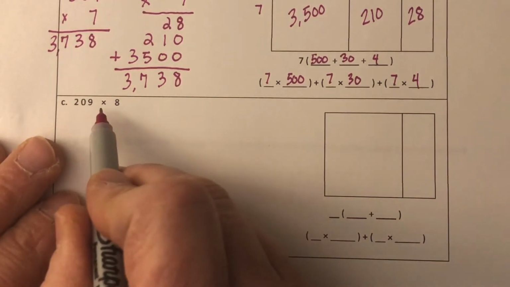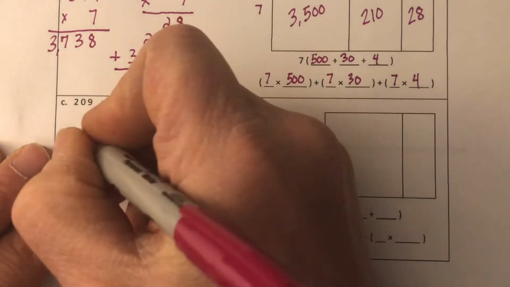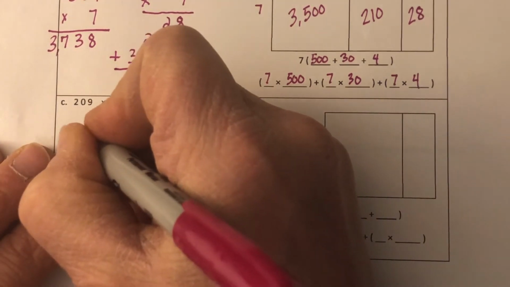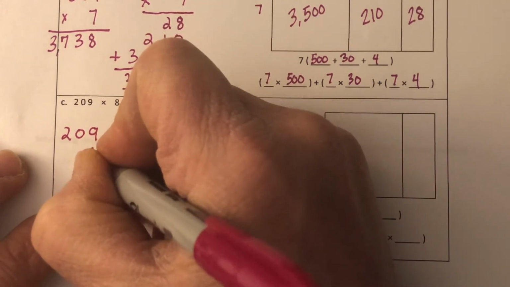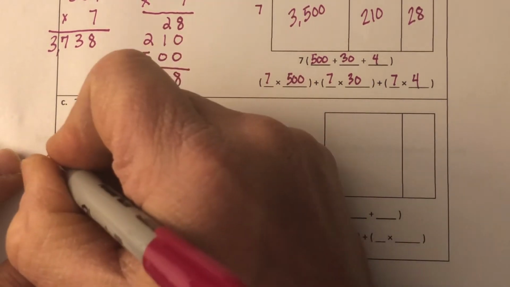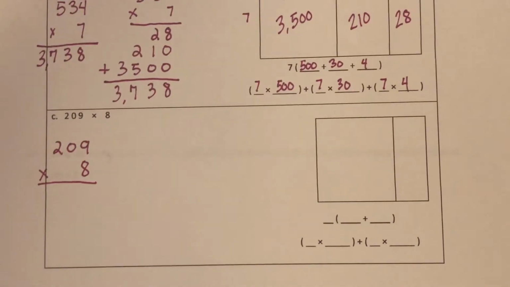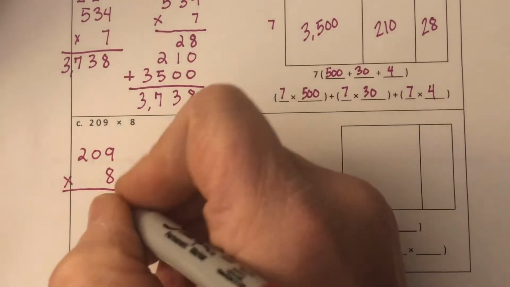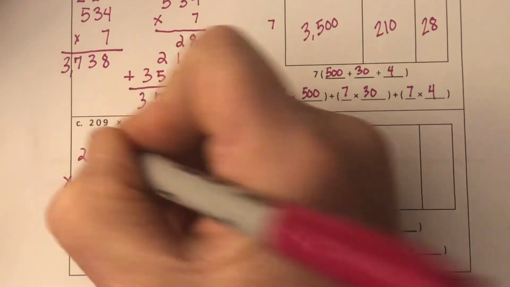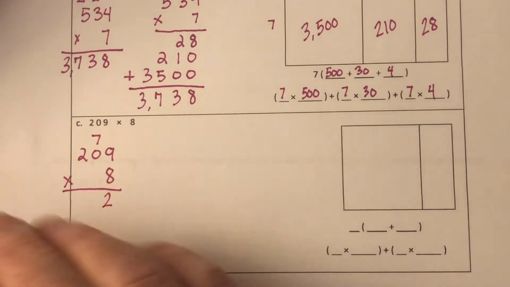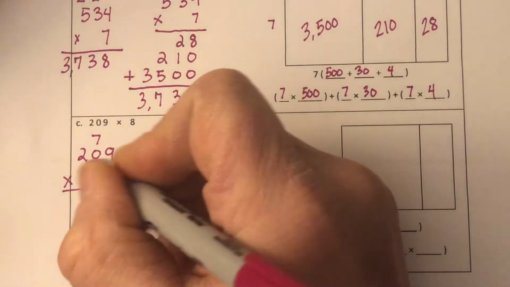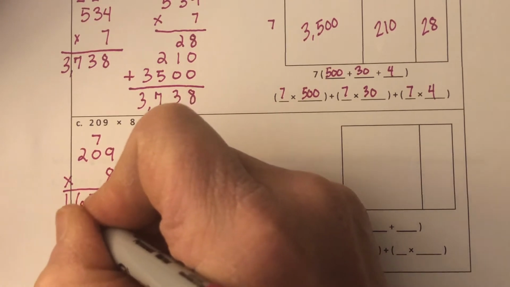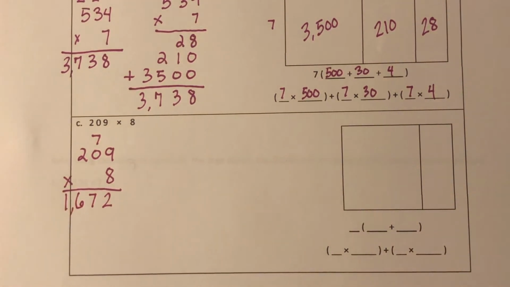So this is 209 times 8, okay? I'm going to do the standard algorithm first. 209 times 8. Did I say times 10? Whatever. It's times 8. So let's do the regular old way, standard algorithm. 8 times 9 is 72. Put down the 2, carry the 7. 8 times 0 is 0 plus 7, 7. And then 8 times 2 is 16. 1,672, okay? Standard algorithm is out of the way.